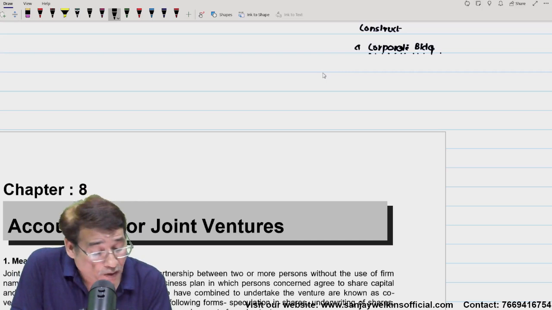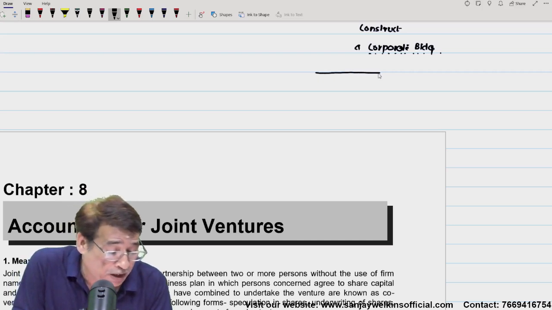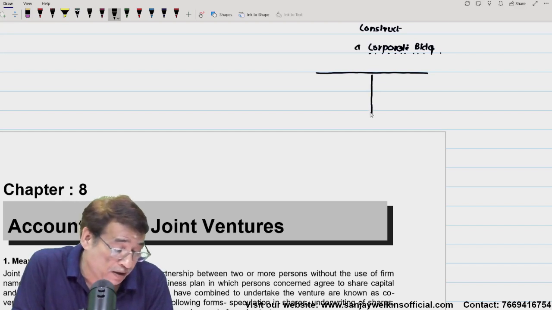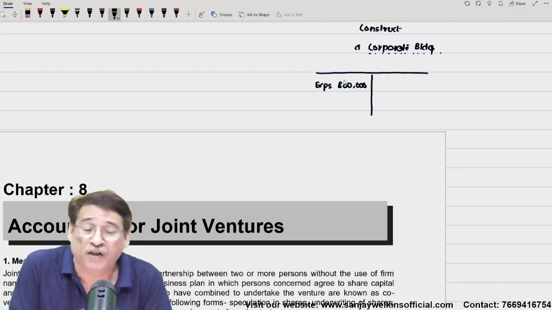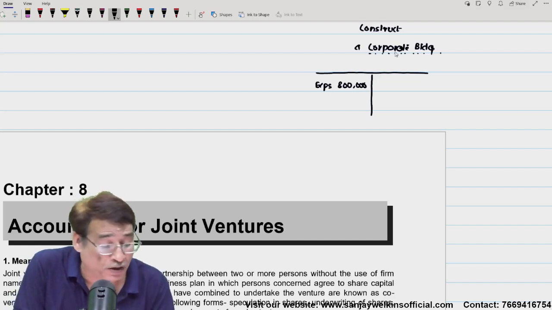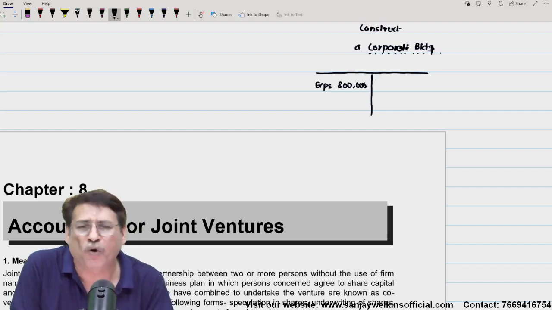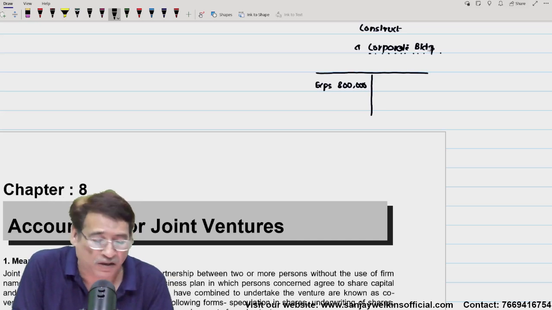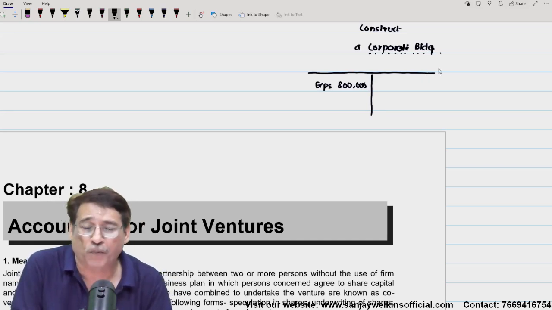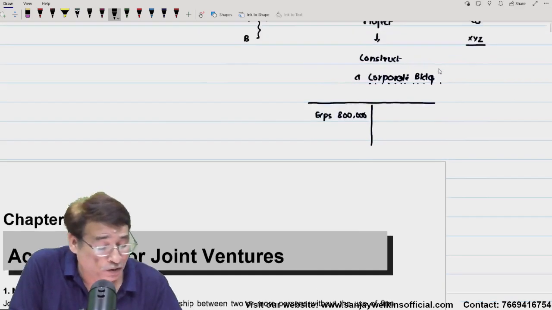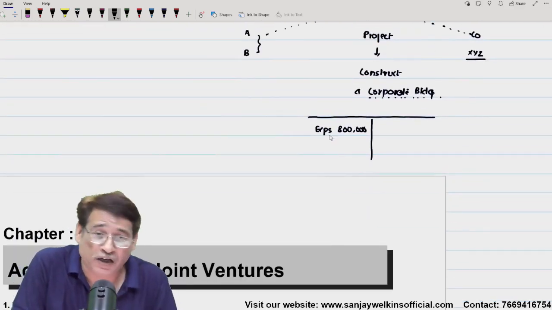So let us say A and B, in order to construct the building, have incurred expenses worth rupees 8 lakhs. So initially A and B will have to incur the expenses out of their pocket to construct the corporate building or to achieve the business task. So in this case, the business task is that they are supposed to construct the corporate building, as I said. So A and B have spent 8 lakh rupees.